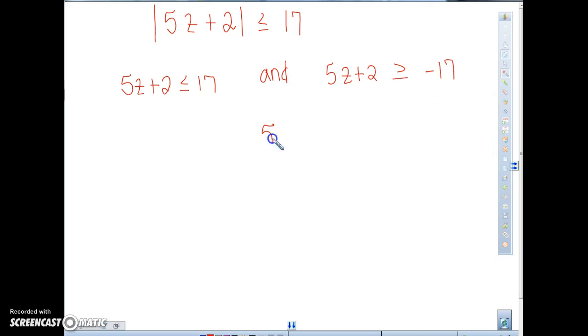You could also put the 5z plus 2 in the middle, since we're talking about an "and" statement, and the negative 17 over here. If you notice, the bigger end, if you're in elementary school, it would be called the alligator mouth, is pointing to the 5z plus 2. The alligator mouth still has to be eating the 5z plus 2 no matter which way you have it. And so the arrow must be pointing to the negative 17, and so it is here. Then you could solve it like this. I personally like it this way better because I only have to solve one problem instead of two.